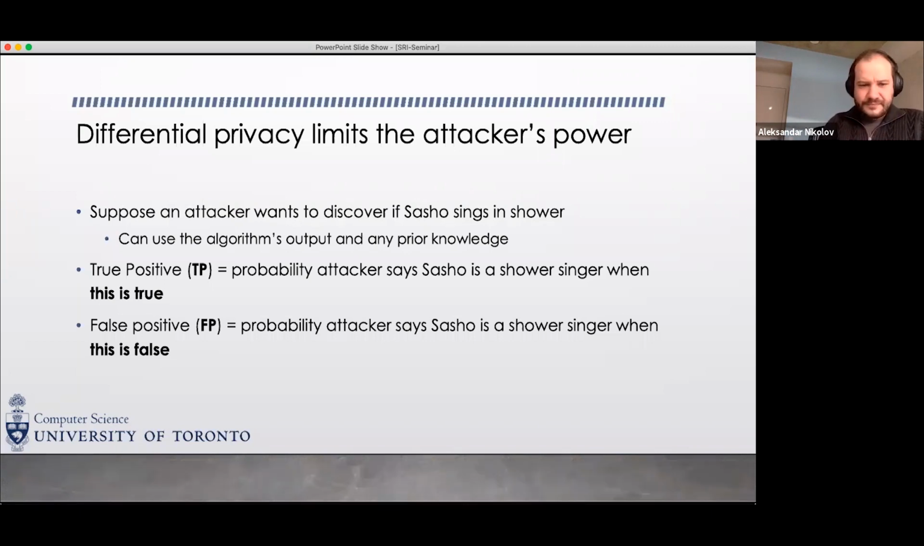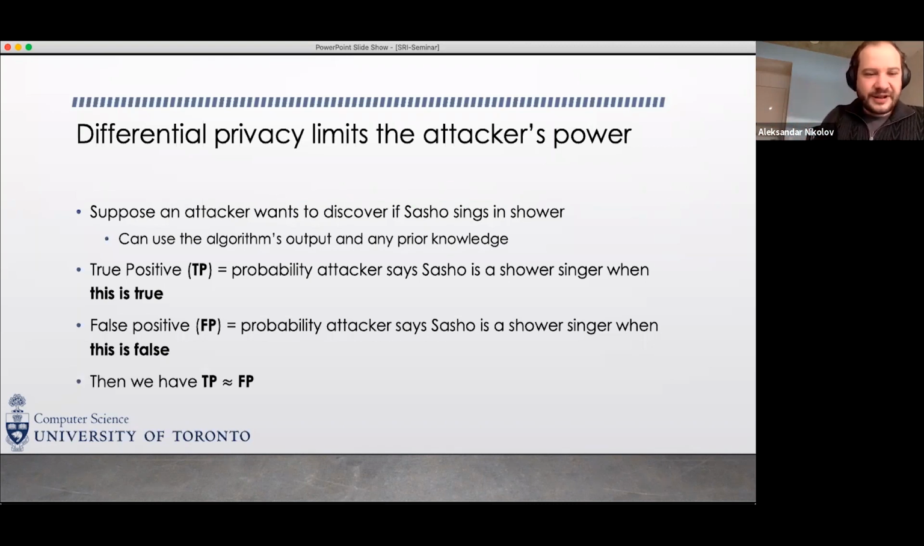And normally a strong attacker would have a high true positive rate. So the attacker would have the ability to correctly identify that shower singers are shower singers, and a low false positive rate. So the attacker would be able to correctly identify that people who do not sing in the shower really do not sing in the shower.